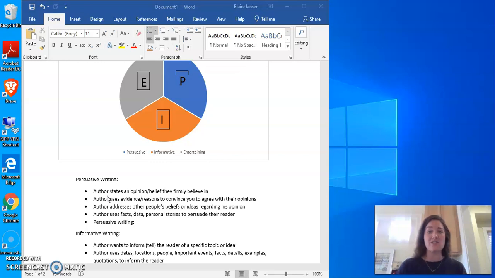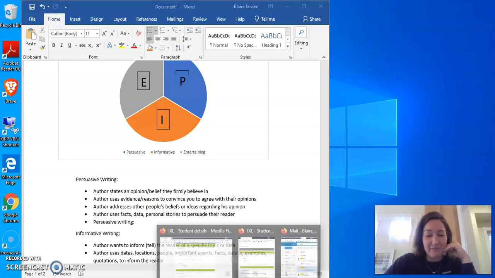Oftentimes in writing, this looks like stating a claim. Then they give evidence, reasons to convince you to agree with their opinions. The author will sometimes address that other people maybe disagree with them. But then in the end, they try to manipulate or twist other people's ideas so that you agree with them, because they ultimately want to persuade you about something. The author will use facts, data, or personal stories to persuade you, the reader, to believe and agree with them.